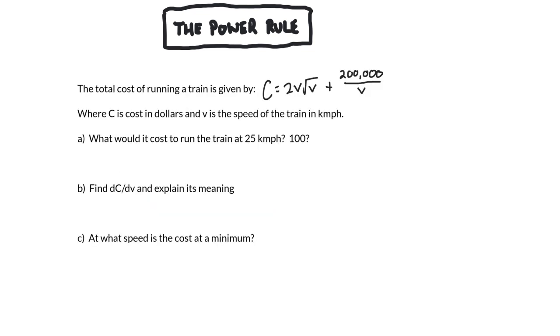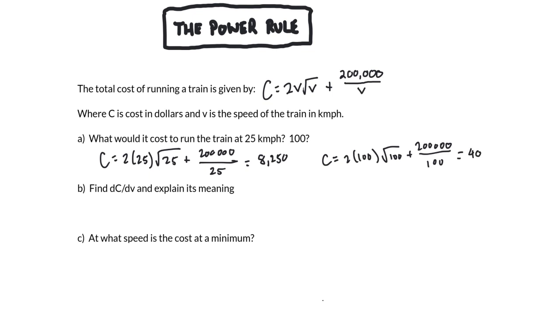In this example, we're told that the total cost of running a train is given by C equals 2V times the square root of V plus 200,000 divided by V, where C is the cost in dollars and V is the speed of the train in kilometers per hour. The first part is just your standard function operation. What would it cost to run the train at 25 kilometers per hour? Okay, let's plug 25 in and see what the cost would be. You get $8,250. What about 100 kilometers per hour?